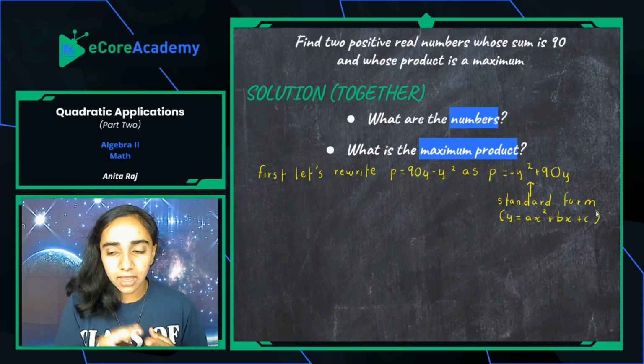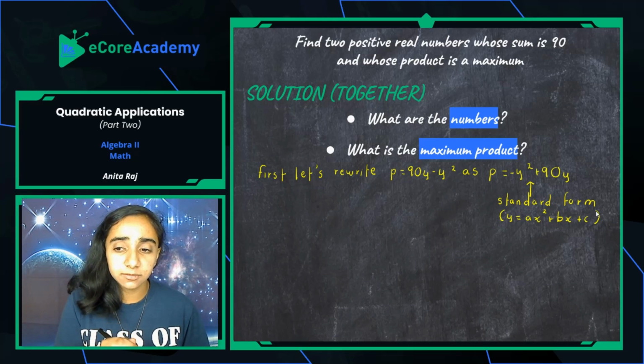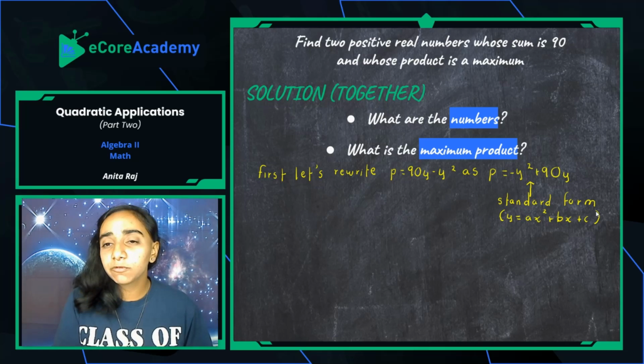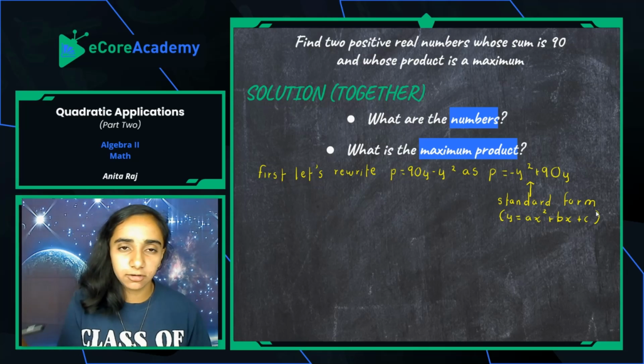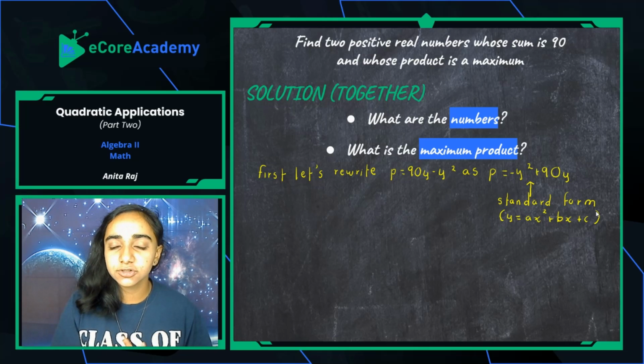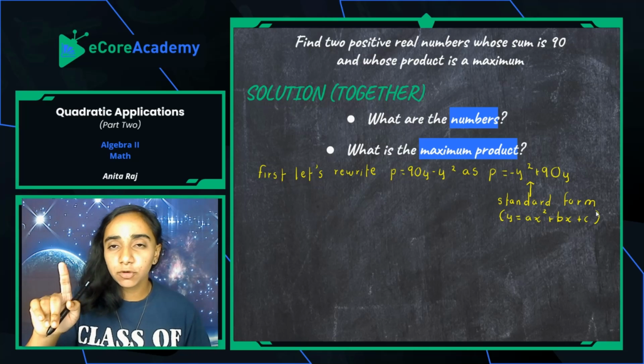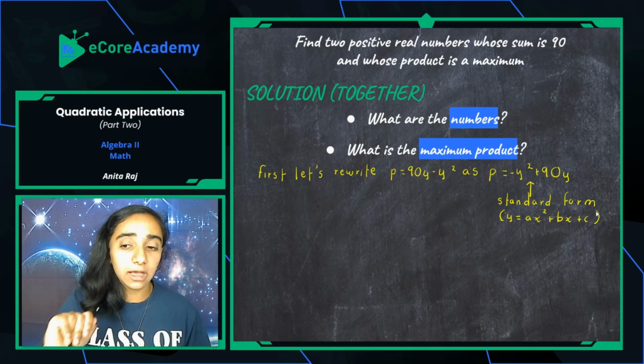We don't have a c value, so we have negative y squared plus 90y plus, but we don't have anything after the 90y. Therefore, we can just assume that the c value is 0. We would write it as negative y squared plus 90y plus 0, but it's just not necessary. So the 0 has been omitted. Just assume it's a 0. However, we do have a b value.